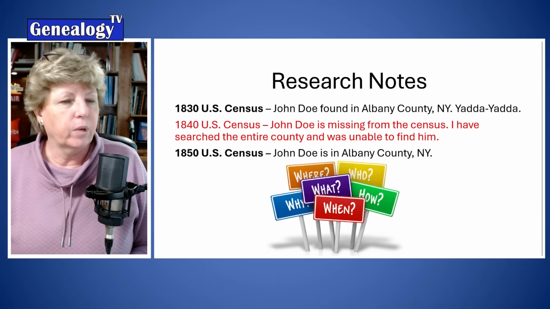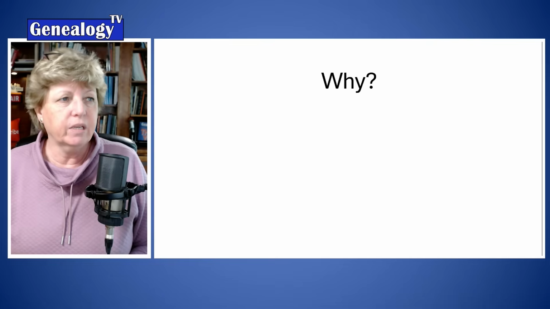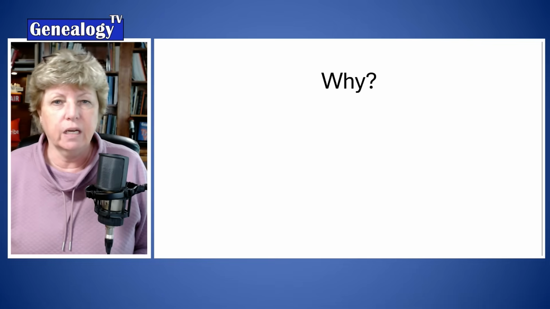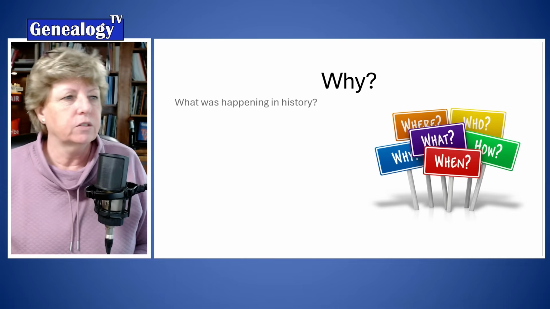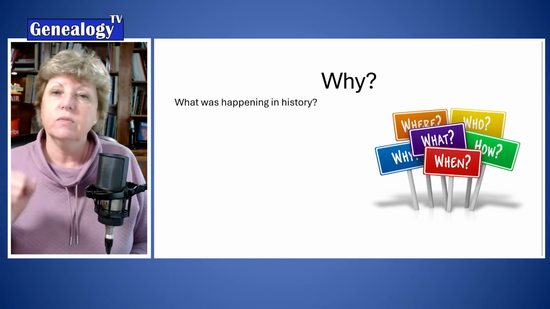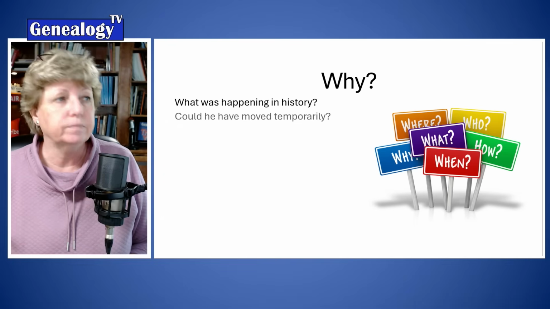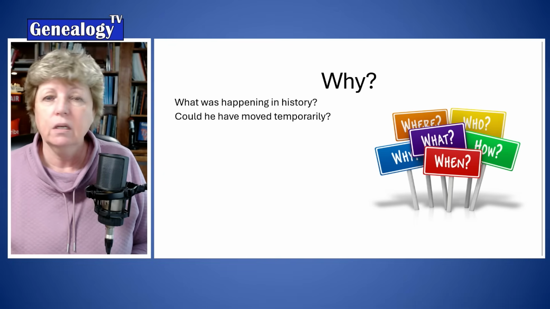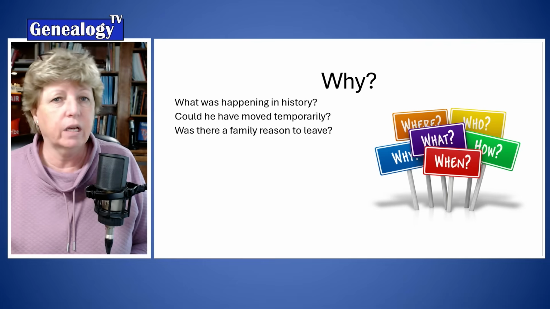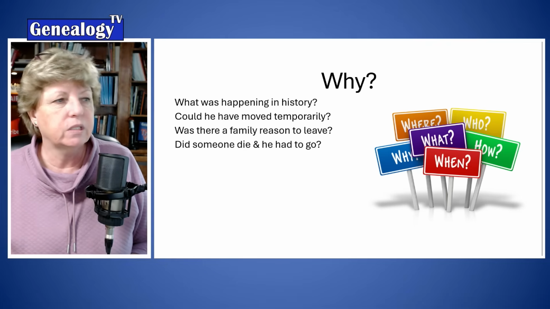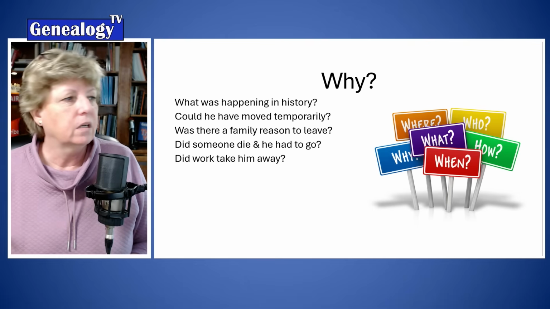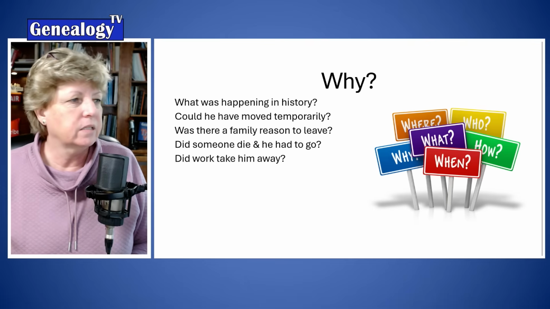So who, what, where, when, why, and how. You might be asking, why am I not finding this guy in 1840? So you start asking these questions. What was happening in history? There might be a reason why. Could there have been a temporary move out of that area? Was there a family reason to leave? Did someone die and he had to go? Did work take him away?